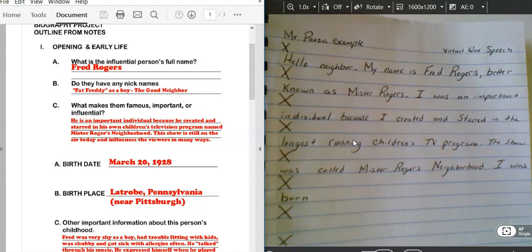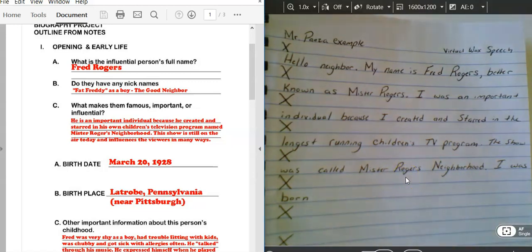So I didn't write the information directly from here. I took the information from here and wrote it as if I were Mr. Rogers. Notice I don't say, "Hello, neighbor. Fred Rogers was." I say, "Hello, neighbor. My name is Fred Rogers, better known as Mr. Rogers. I was an important individual because I created and starred in the longest-running children's television program. The show was called Mr. Rogers' Neighborhood." Then I would continue.